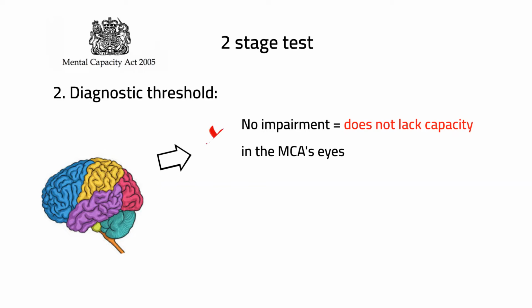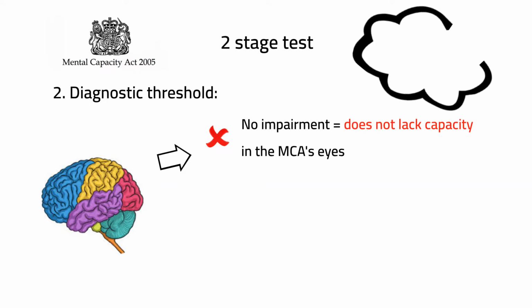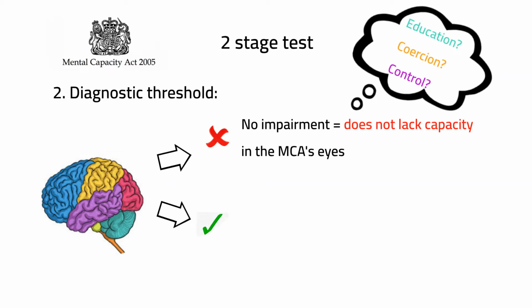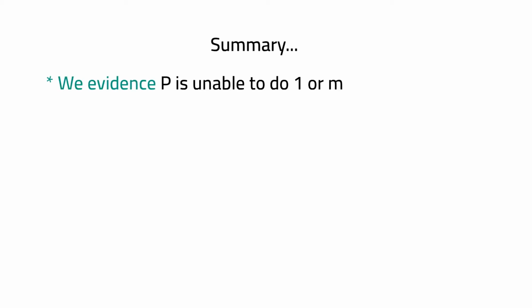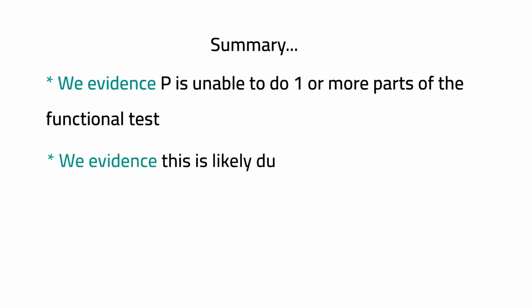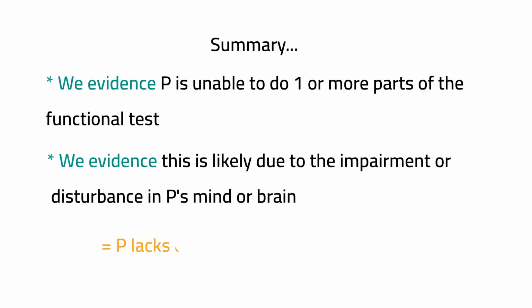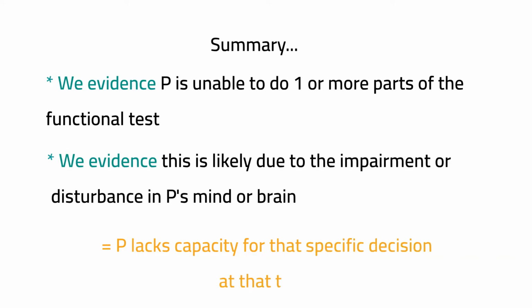If there is an identified disturbance in the person's mind or brain, then the next step is to identify whether that is the reason why the person is most likely unable to do one or more parts of the functional test. We call this the causative nexus. That the impairment or disturbance appears to be the reason why the person has been unable to, for example, retain the relevant information. So if the person is unable to do one or more parts of the functional test, and this is due to the impairment in the function of their mind or brain, then they are assessed as lacking capacity on that specific decision at that time.